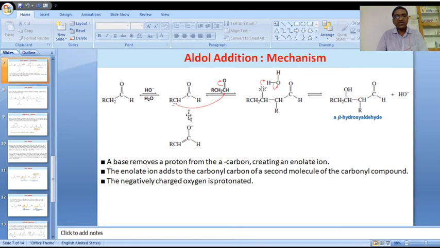This active intermediate reacts with the second mole of carbonyl compound to form this intermediate. Finally we are getting the aldol addition compound. Is it clear, all of you? This mechanism is a very important reaction, the aldol mechanism. Okay.